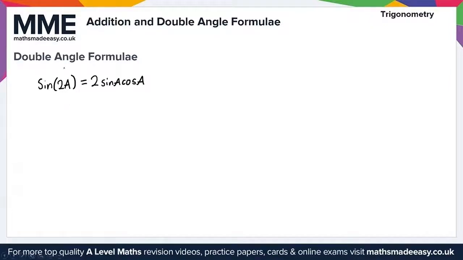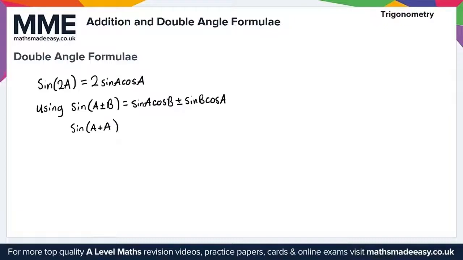So how do we derive this result? Well, what we do here is we use our addition formula for sine. So using sine of A plus or minus B here. This is expressed as sine A cos B plus or minus sine B cos A. Okay, we're going to use this now with A plus A to obtain sine of 2A. So therefore sine of A plus A, that's going to give us sine of 2A.